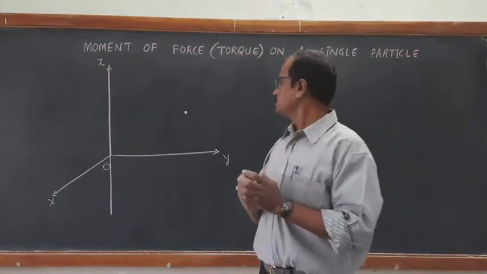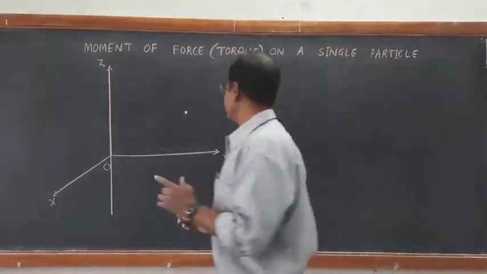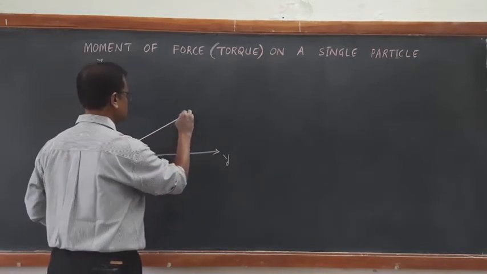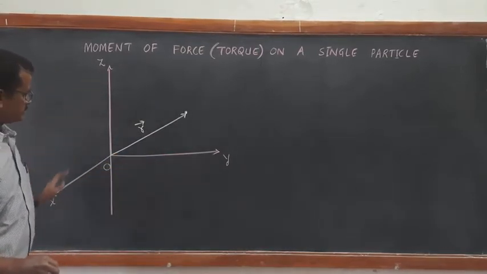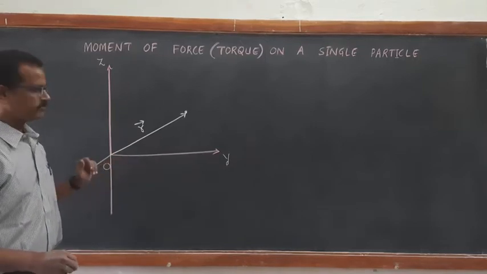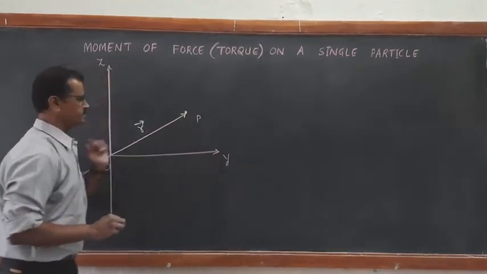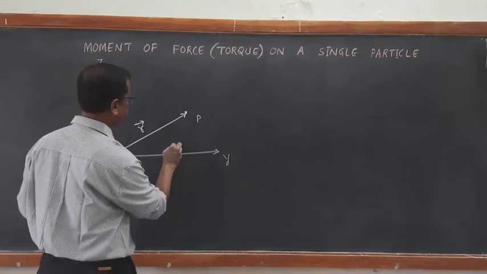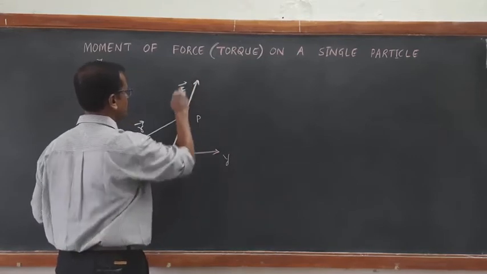So what is moment of force acting on a single particle, or what is torque acting on a single particle when the particle is at a position vector r? Suppose this is the position vector r from the origin. This is y-axis, x-axis and z-axis, x, y, z, origin. This is the coordinate system, frame of reference. Suppose the position vector of the particle P is r vector, and the force is acting in some direction. Suppose this is the direction of force.